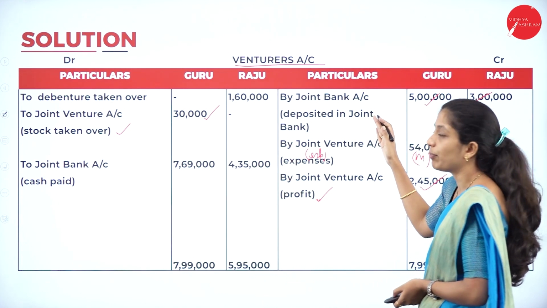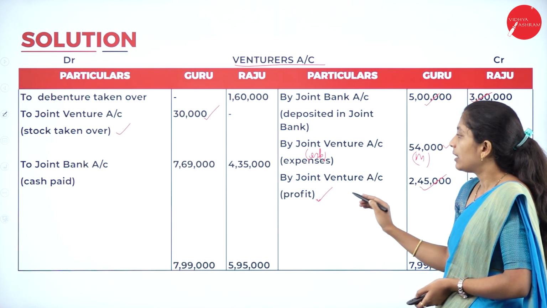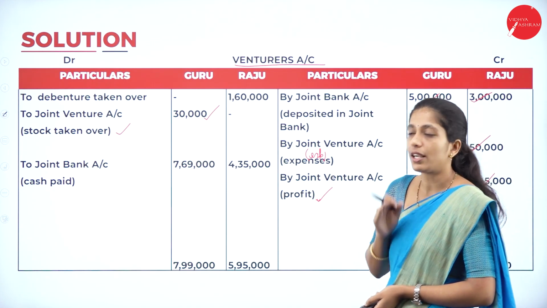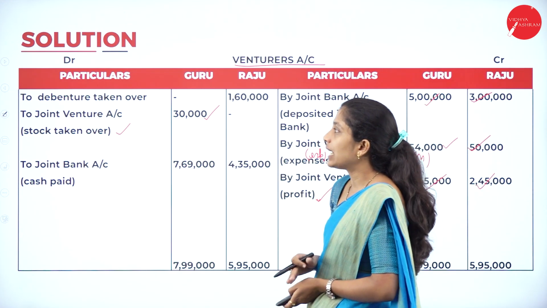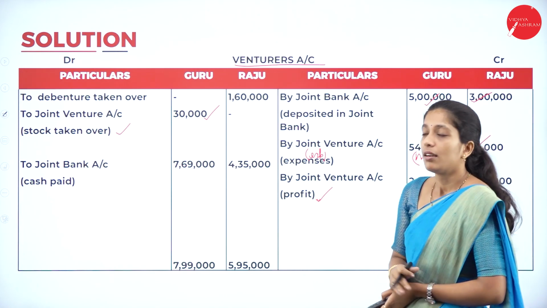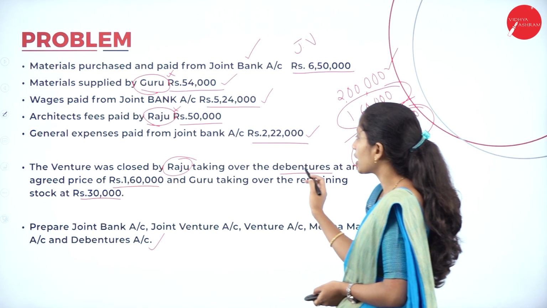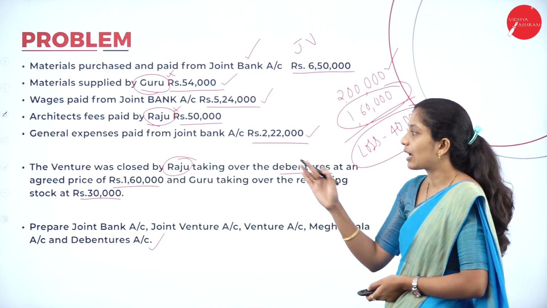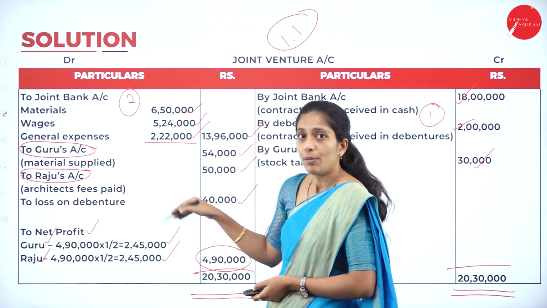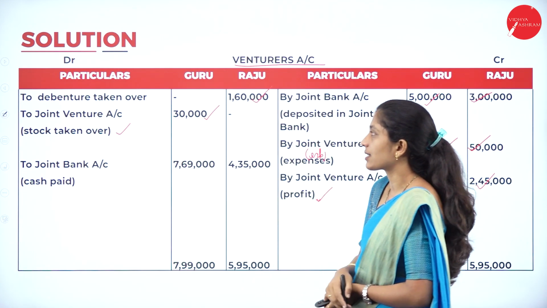So first we have recorded the amount which has been deposited in the joint bank account. Next, expenses incurred by the venturers. Next, profit which has been transferred. That is the net profit which has to be transferred from joint venture account. Next, coming to the debit side. Here also we have a debenture which has been taken over by whom? By Raju, right? If you see the question, the venture was closed by Raju taking over the debenture. Now the debenture has been taken over by Raju for 1,60,000. We have recorded the loss on debenture here, but we have to record for taking over of debenture. So to debenture taken over 1,60,000.